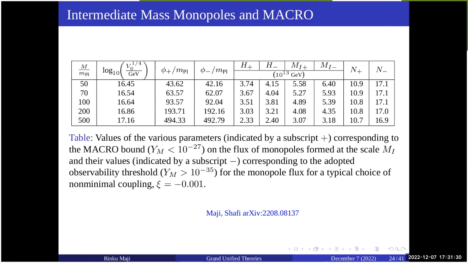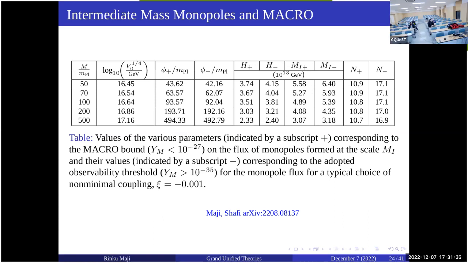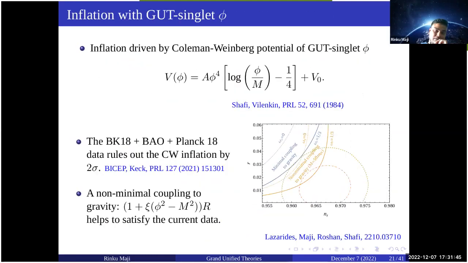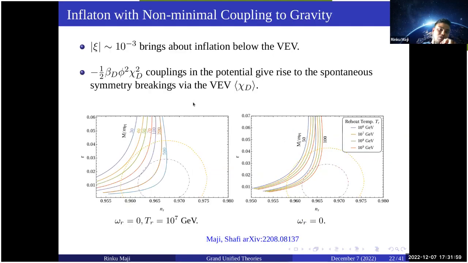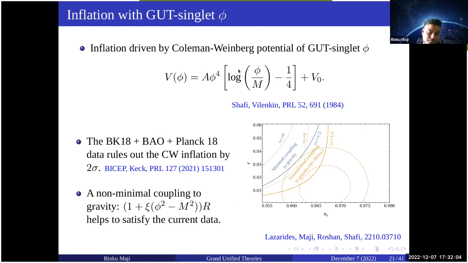Okay, thank you. One more question. Do you have a motivation for this non-minimal coupling to gravity? The motivation is to satisfy the present data. The minimal coupling was still valid until Planck 2018 data, but the recent data rules it out by 2 sigma, so we have to include the non-minimal coupling. A small value of non-minimal coupling can give a good agreement with the data.